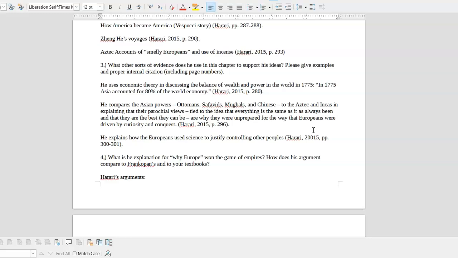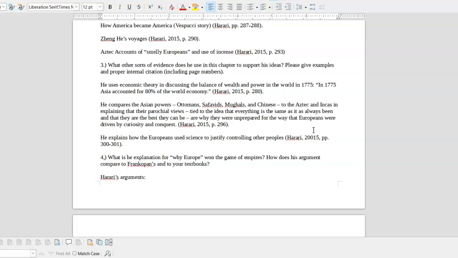What other sorts of evidence does he use in this chapter to support his ideas? He definitely uses a lot of economic theory. Now, as I've said about Harari before, Harari is a scientist, so he's going to use a lot of scientific and other softer science accounts as well. So economic theory in discussing the balance of wealth and power in the world in 1775, the quote in particular, Asia accounted for 80% of the world economy.